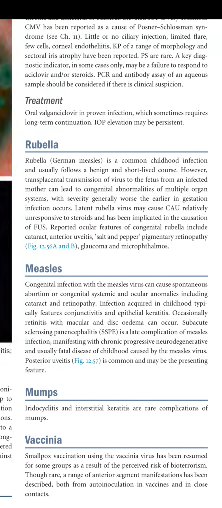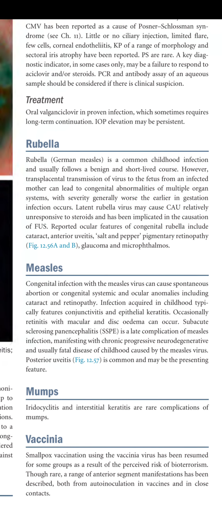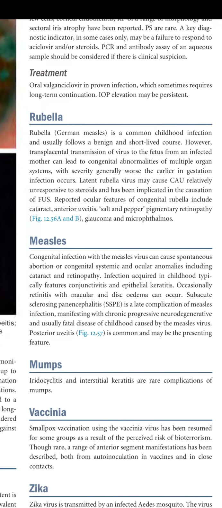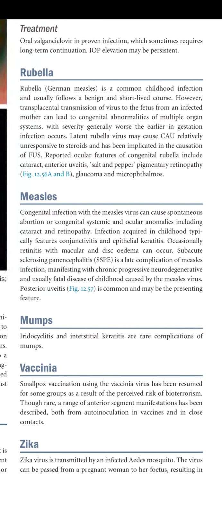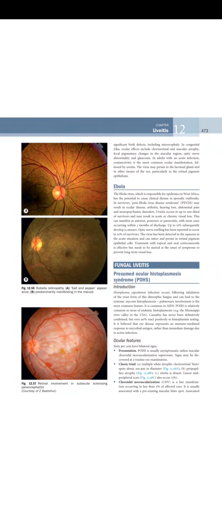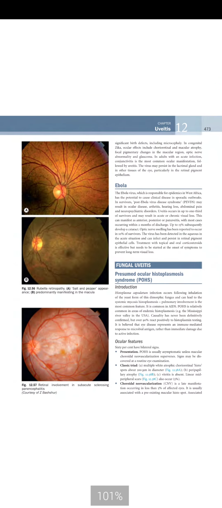Reported ocular features of congenital rubella include cataract, anterior uveitis, salt and pepper pigmentary retinopathy, glaucoma, and microphthalmos. So remember, cataract, uveitis, and salt and pepper pigmentary retinopathy. Next, we can see figure 12.56 showing rubella retinopathy. A is showing the salt and pepper appearance, and B is showing predominantly manifestation in the macula.